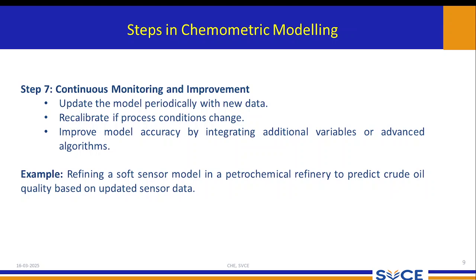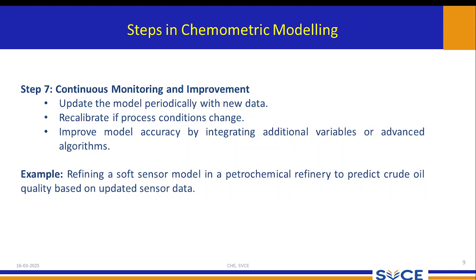So you have trained the model with certain data, previous data which are available or the current data, and the future data also need to be uploaded to the system to train the system. With the new data, recalibrate if process conditions change. If you have process condition variability, changes, you need to recalibrate the model. The machine learning algorithm or the model needs to be updated. Improve the model accuracy by integrating additional variables or advanced algorithms.